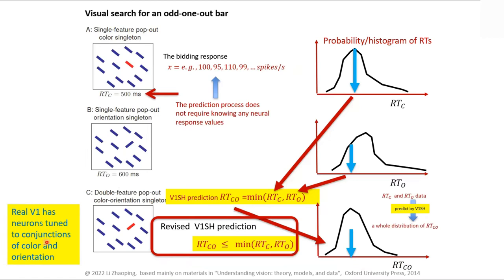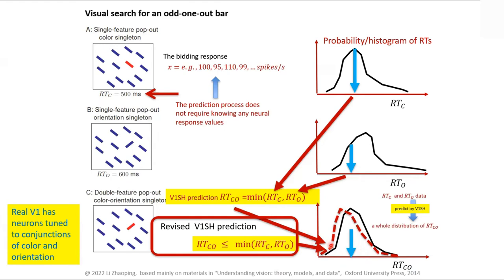Remember, in efficient coding, we realized that in V1, some neurons are tuned to both orientation and color. Then it's in trouble. If it's both orientation and color, then this equality does not hold. It will be less than or equal, okay? So therefore, the actual reaction time should be slightly shorter. So that's what you predict. And then you go measure it, and it turns out that was the case.